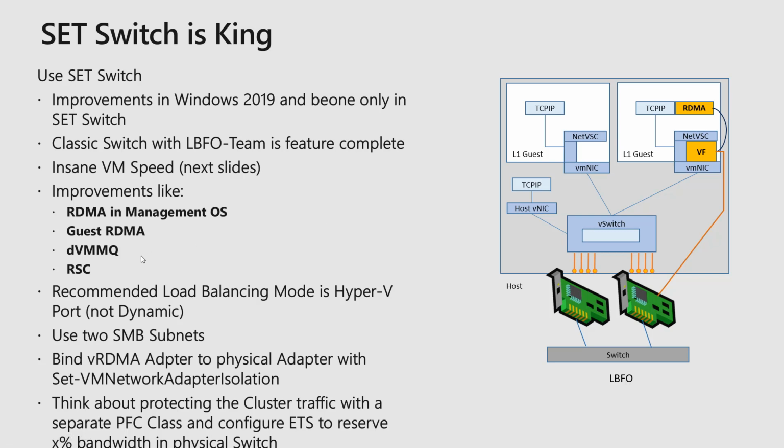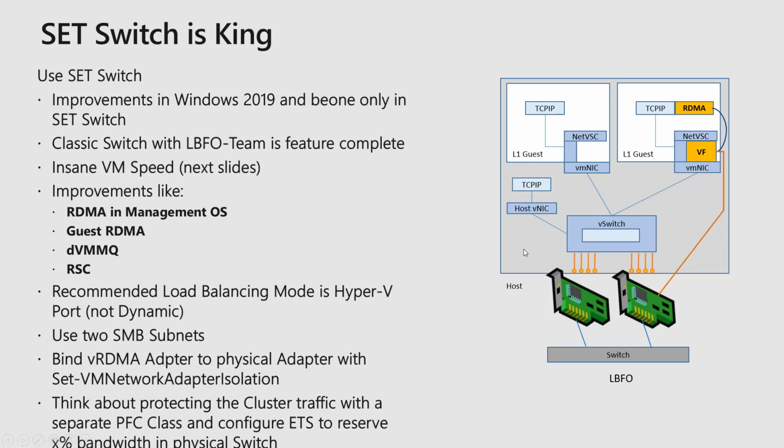DVMMQ, dynamic virtual multi-machine queues, and receive-side coalescing. All great features that give you really good performance in your VMs, up to over 50 gigabit in one VM you can do with a Hyper-V switch. And I think there are not many other hypervisors, if any, that really can do such bandwidth in a VM.